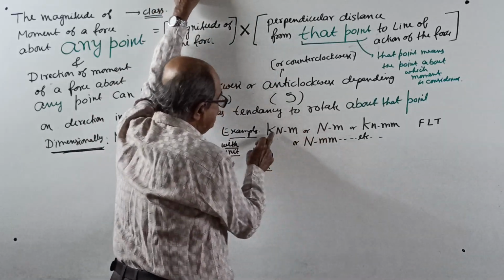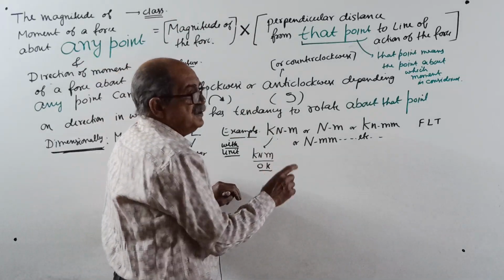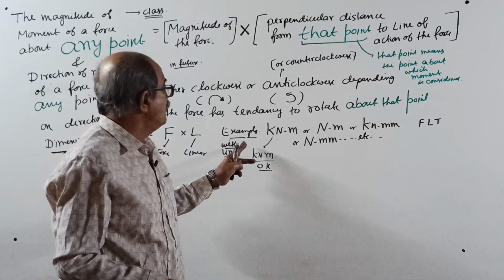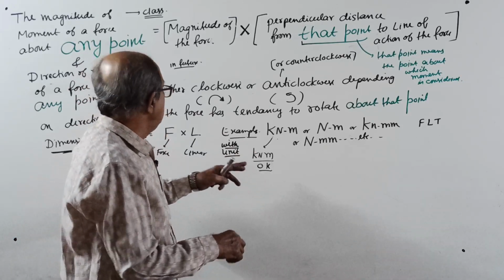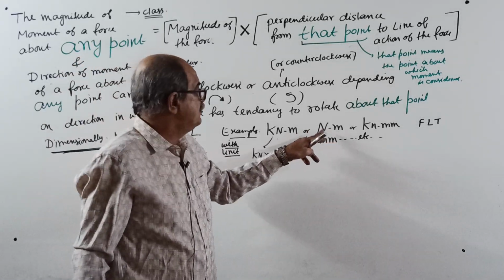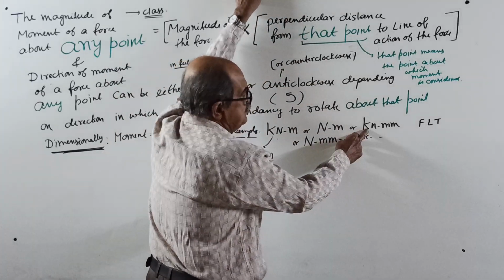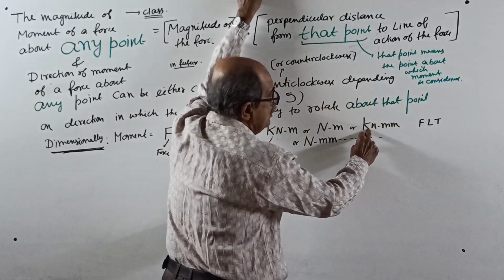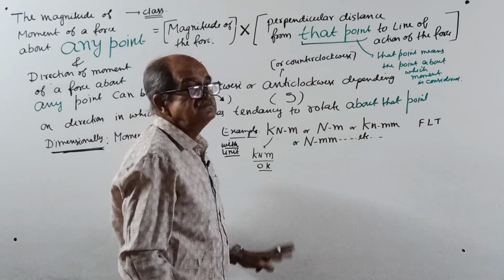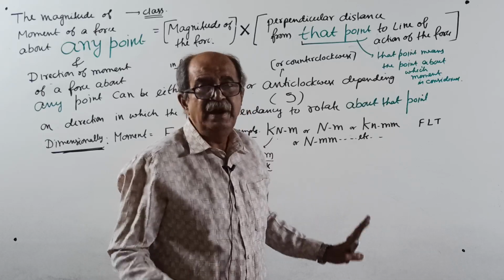If the force is in kilonewton, distance in meter, kilonewton meter. Remember, not kilonewton per meter. When you write moment, per will not come. It is force into distance, or Newton meter. If the force is in Newton, distance in meter, Newton meter. Or if the force is in kilonewton, distance in millimeter, kilonewton millimeter. Or Newton millimeter, etc. It's a unit. And now I will give a crystal clear idea of how to find moment.